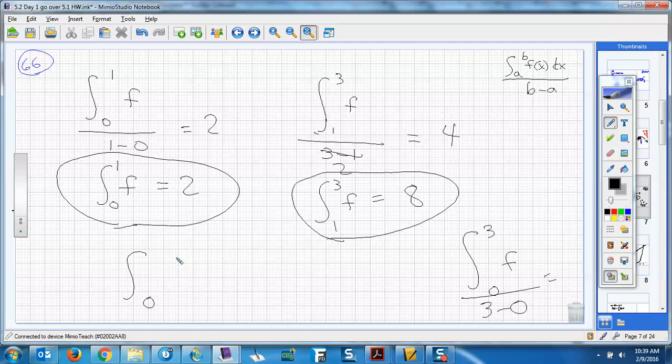That tells me that the area from 0 to 3 is 10, right? Because of that other formula we learned yesterday. The integral from 0 to 1 plus the integral from 1 to 3 gives you the total integral from 0 to 3. Now, again, how would you know this?